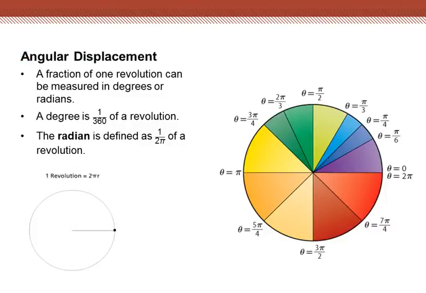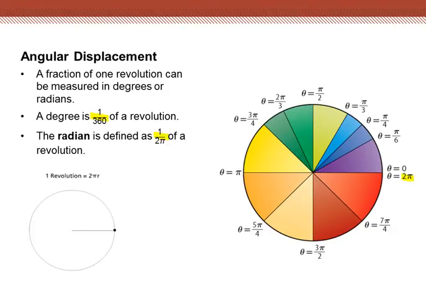So in a circle, we have 360 degrees, or 2 pi radians. And a lot of times we're going to use the radian notation, but we need to be comfortable switching back and forth between radians and degrees. A degree is 1/360th of a revolution around the circle, whereas a radian is defined as 1 over 2 pi of a revolution.